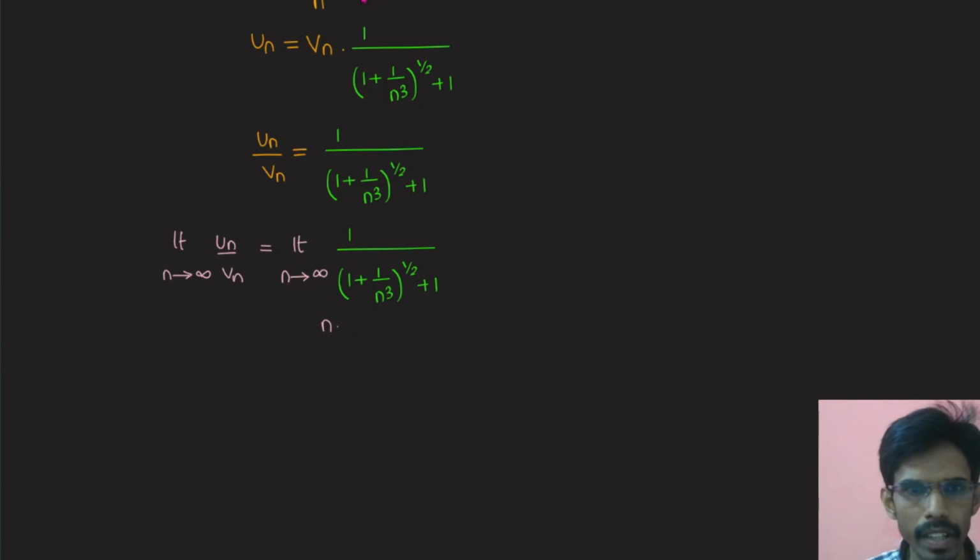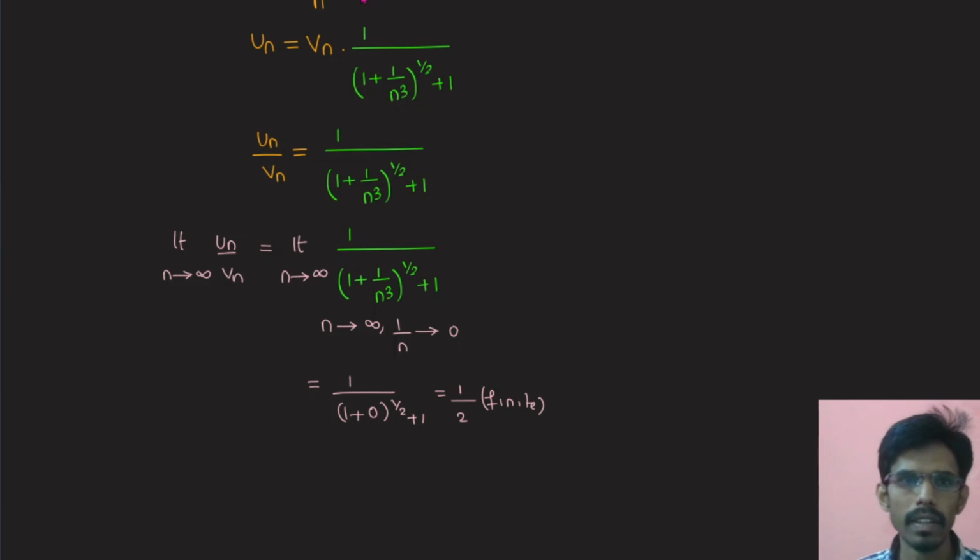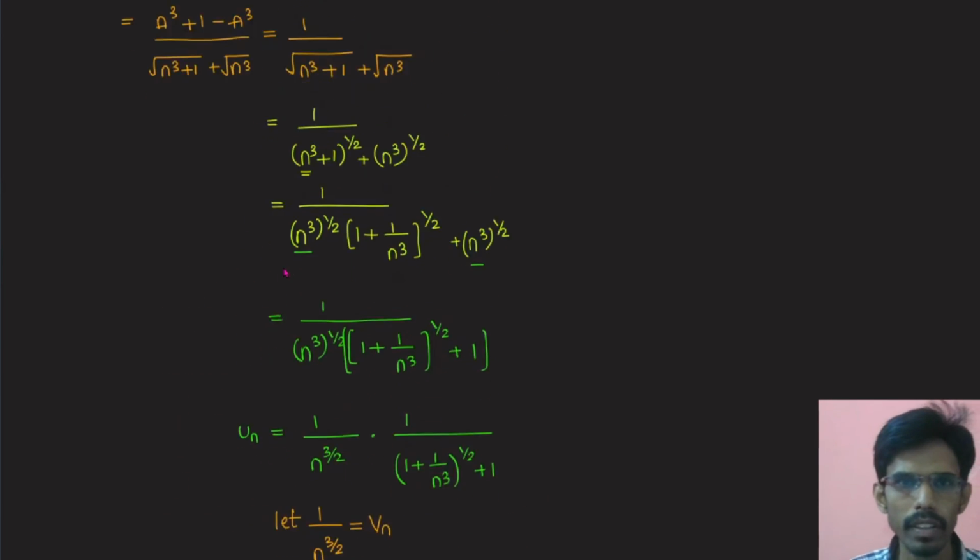Now if n is tending towards infinity, then 1 by n will tend to 0. So here this will become 1 by 1 plus this 1 by n cube, whose value will be 0, power 1 by 2, plus 1. So we have 1 by 1 plus 1, which becomes 1 by 2. A finite, non-zero number we got.